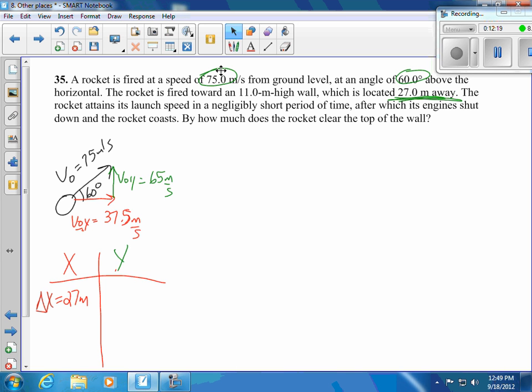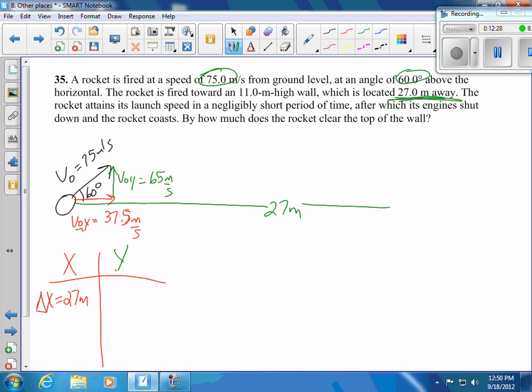Now, a lot of students, when they solve this problem, are tempted to put 11 meters high for delta y, but that's not true. The wall is 27 meters away. Here's the wall, but the projectile is going to fly over it like this. So at that point, the projectile has gone sideways 27 meters, but it's not going to be 11 meters high. So don't use the 11 meters high for delta y. Happens all the time. V naught x goes in as 37.5 meters per second.